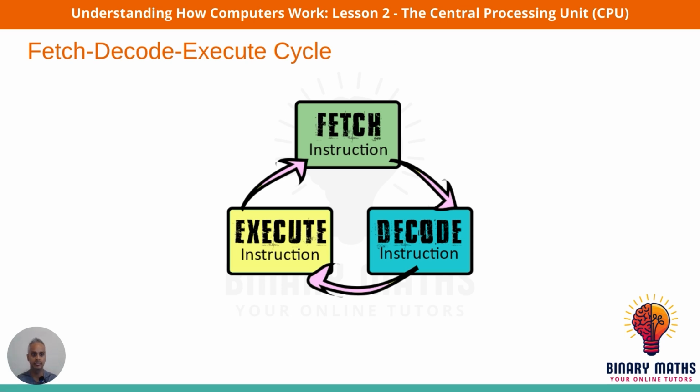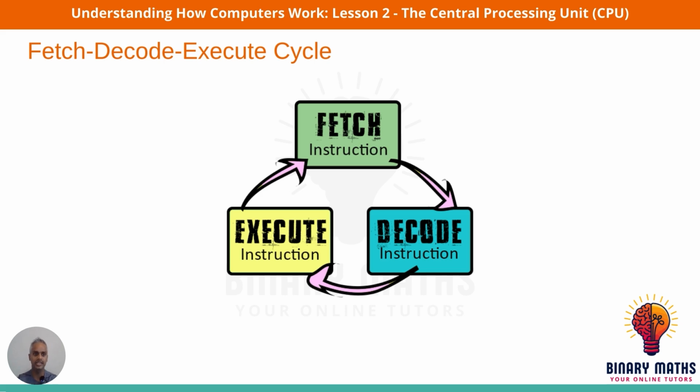So here's a simple diagram of the fetch, decode, and execute cycle. This cycle is fundamental to how a CPU processes instructions. During the fetch stage, the CPU retrieves an instruction from memory. In the decode stage, it interprets the instruction. Finally, in the execute stage, it performs the instruction. This cycle repeats continuously while the computer is running, allowing the CPU to process countless instructions per second.